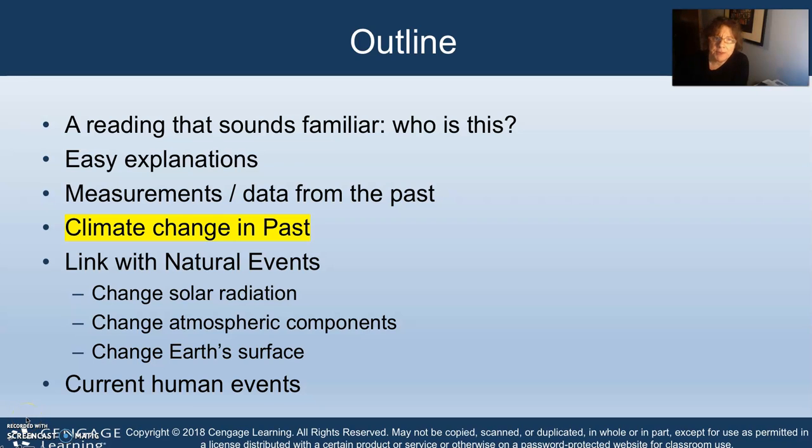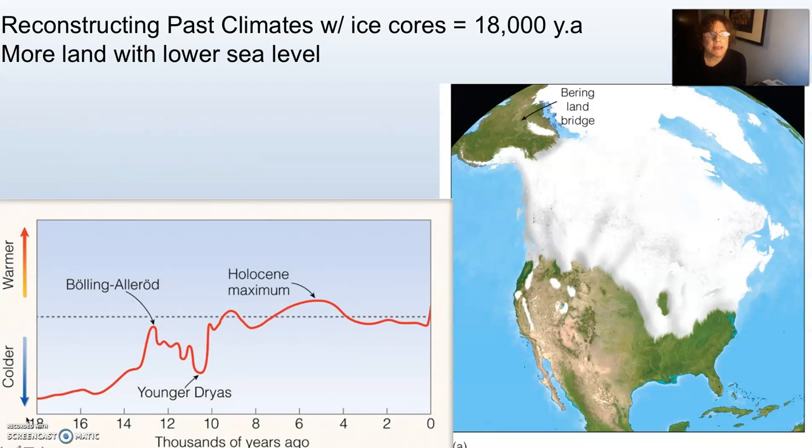Let's look at some examples of climate change that happened in the past, long before man was on Earth. When we go back to the past, we are looking at the start of civilization at about 18,000 years ago. We can go through ice cores to reconstruct past climates, going back from year zero, which is right now, through about 18,000 years ago.